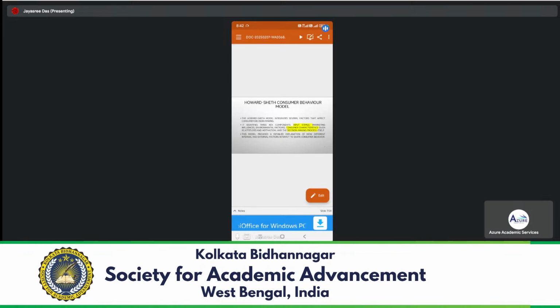Now, coming to the next model, here we said that in this model there are 3 components. That includes input stimuli, means marketing and environmental influences. Second, consumer characteristics. Both collectively lead to the purchase decision. So here the key word is how internal and external factors interact to shape consumer decisions. I'll wait for 5 seconds, just go through.